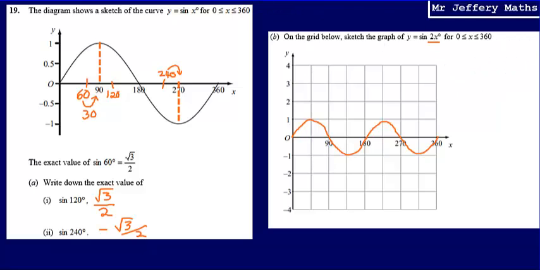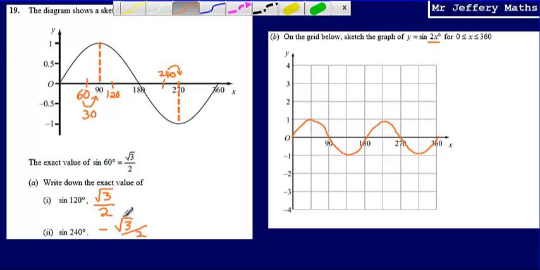So our final answers here are √3/2, -√3/2, and the graph that we need to draw looks a little bit like that.